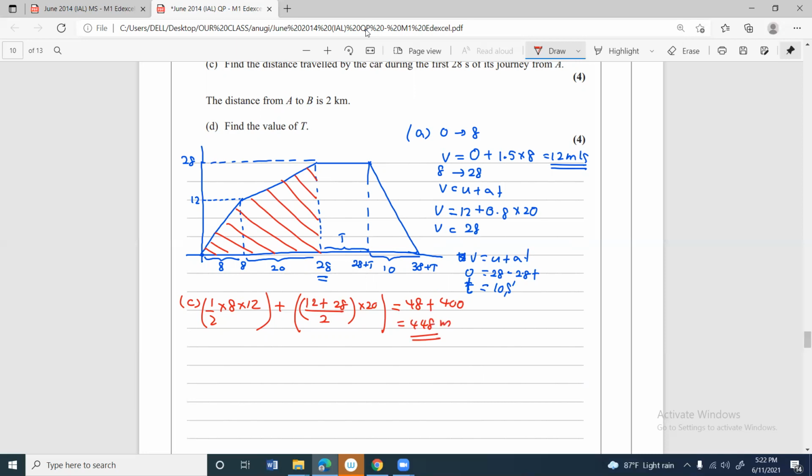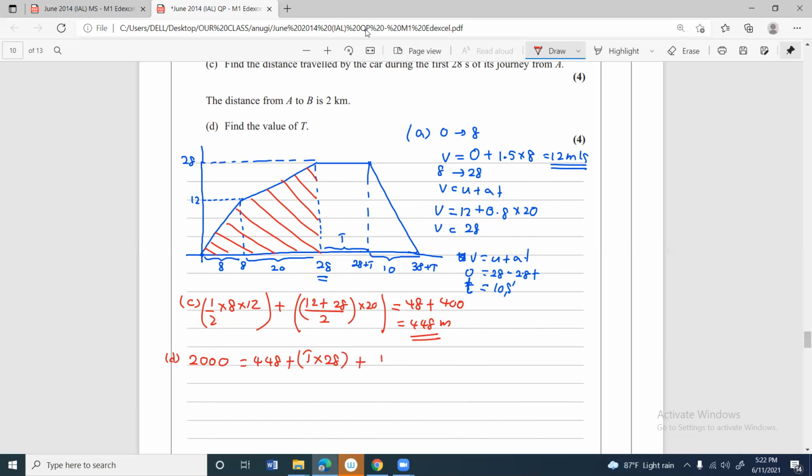Then they mention the distance A to B, and the whole distance is how much? They mention the whole distance is 2 kilometers. Find the value for T. Then you can say 2 kilometers is 2000. It equals this area we already found, this value 448, plus this area over here, this length is t into height. Height is 28, plus the area of this triangle.